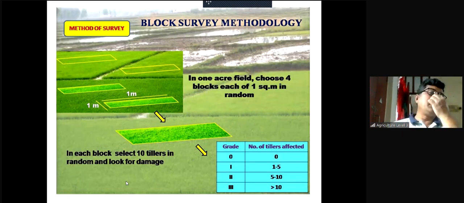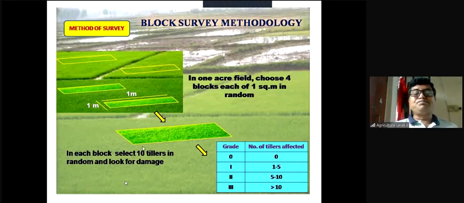Methods of survey: how can we do it? For example, this is a big rice field. This is called the block survey method. Why is it called block? Because this is a very big plot. In a 1 acre field, choose four equal blocks. Each block is 1 meter length and 1 meter breadth, that is, 1 square meter, selected at random. One, two, three, four blocks.